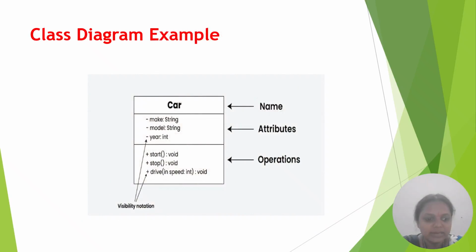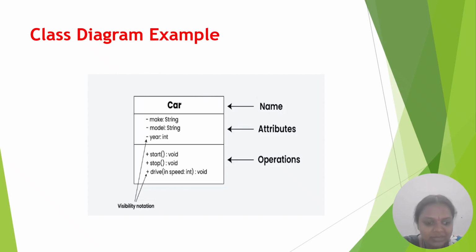Now, let's see an example of a class diagram. The class diagram is divided into three main components: name, attributes, and operations. The name of the class is typically written in the top compartment of the class box, and it is centered and bold. And then the attribute, also known as properties or fields. It represents the data members of the class. They are listed in the second compartment of the class box and often include the visibility, for example, public, private, and the data type of each attribute.